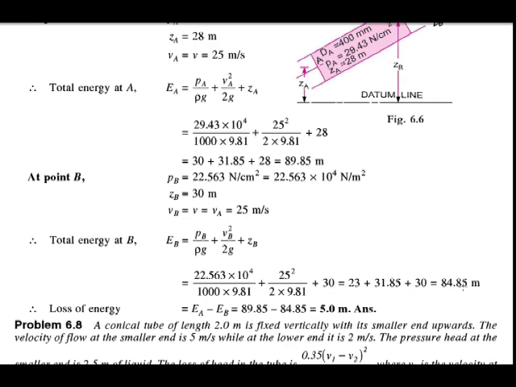Now we can calculate the loss of energy. Loss of energy is equal to total energy at point A minus total energy at point B. So 89.85 minus 84.85. So the loss of energy is 5 meter. Here is the answer. Hope you understand this example well.